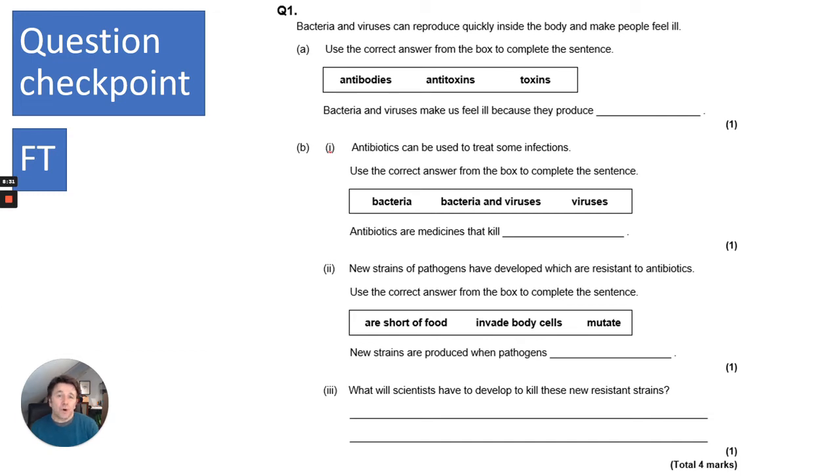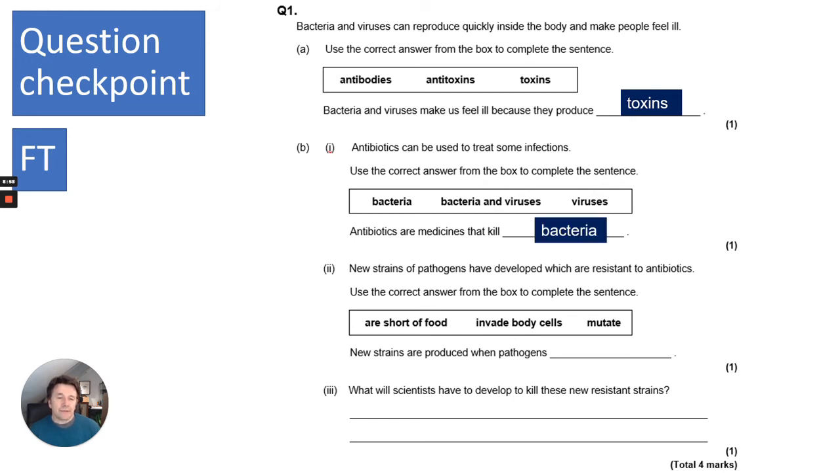So question 1, bacteria and viruses can reproduce quickly inside the body and make people feel ill. It says use the correct answer from the box to complete the sentence. So bacteria and viruses make us feel ill because they produce toxins. Antibiotics can be used to treat some infections. Use the correct answer from the box to complete the sentence. So antibiotics are medicines that kill bacteria.